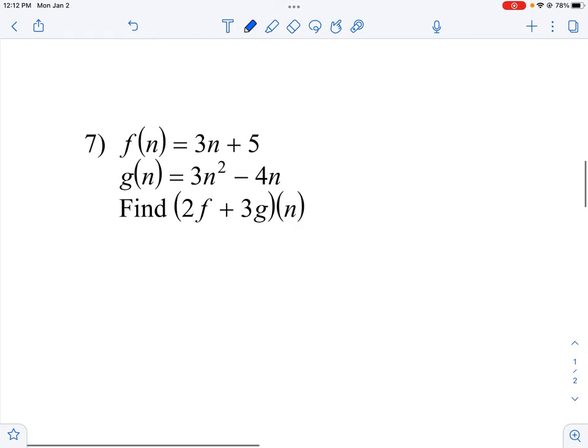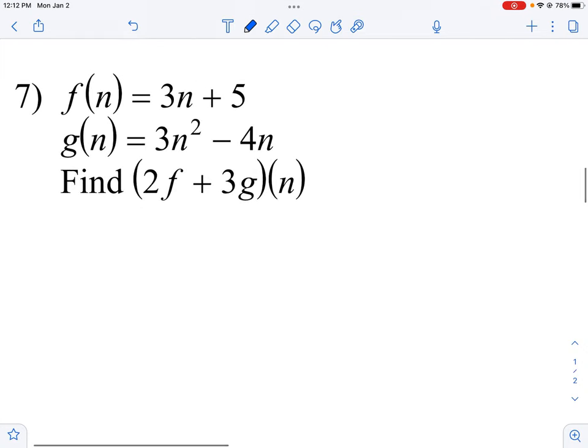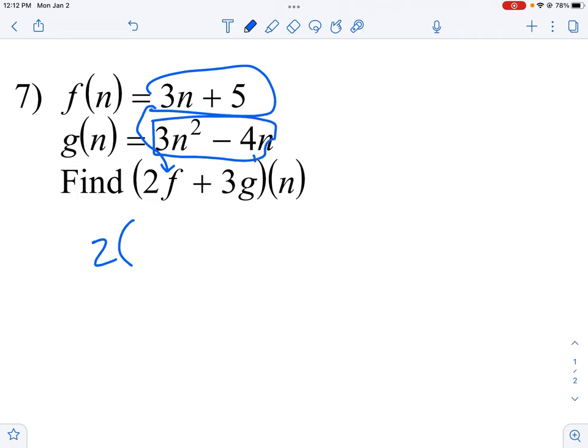Okay, let's try a couple more so you can get used to it. I'm just gonna go through. I'm not gonna rewrite it here on the right side. I'm just gonna dive into it here. So 2f of n. So we're gonna replace f with what f is equal to. That goes in the f spot, and this goes in the g spot. So we got 3n plus 5, and then plus 3.